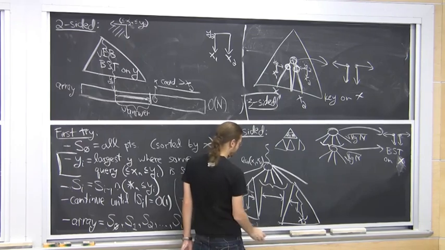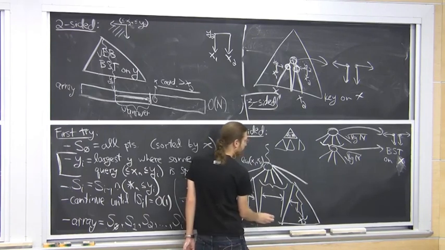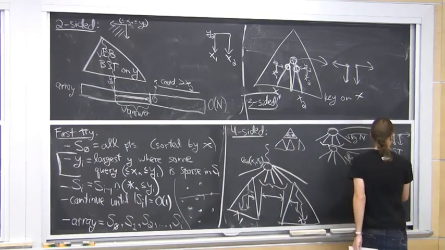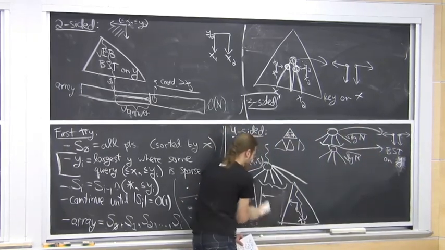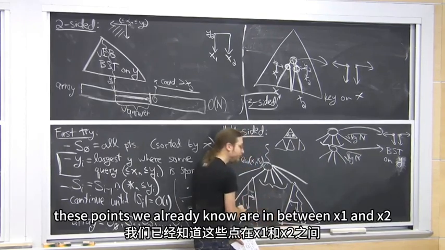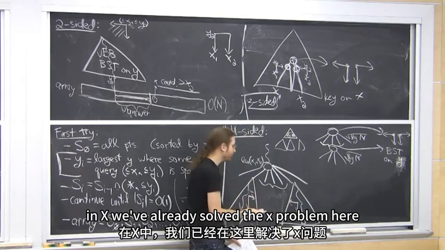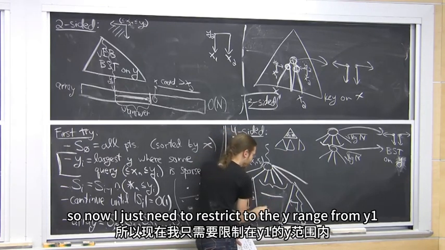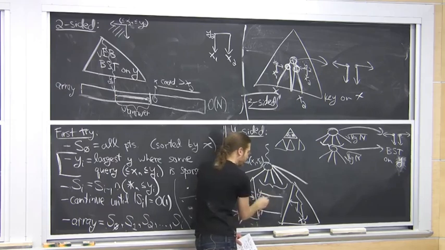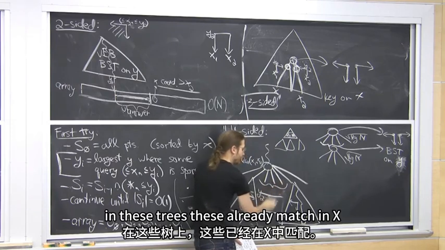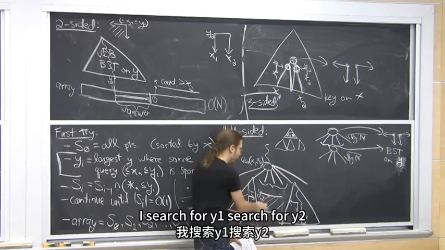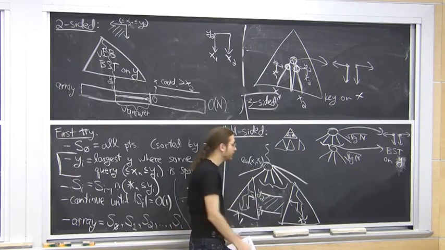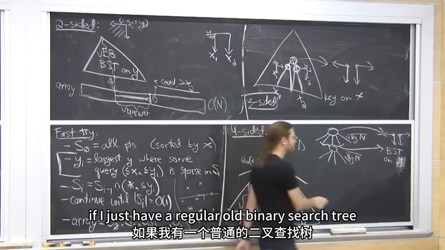Wow, this is confusing. I feel like I've missed something here. No, this is on y, sorry. These points I've got sorted by y, so I should draw it the other way. These points we already know are in between x1 and x2 in x. We've already solved the x problem here. So now I just need to restrict to the y range from y1 to y2. In these trees, these already match in x. I just need to make sure they match in y. So I do a regular 1D range tree. I search for y1, search for y2, take all the points in between. This is cheap if I just have a regular old binary search tree.